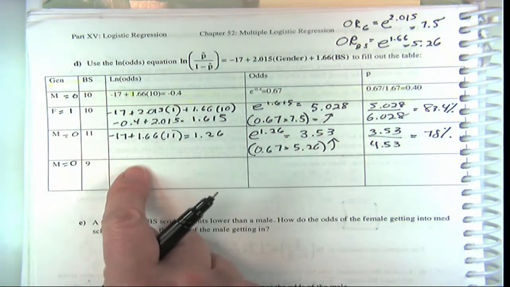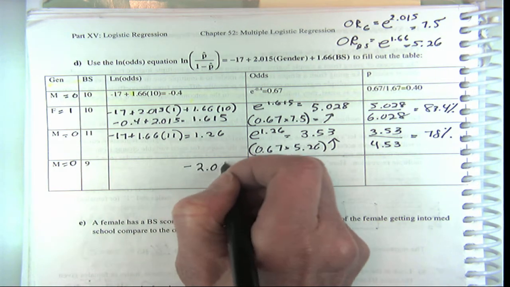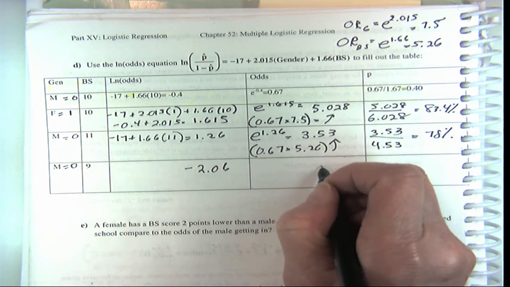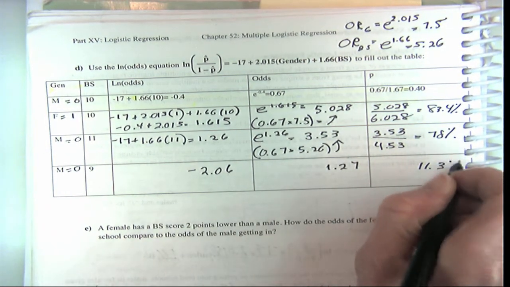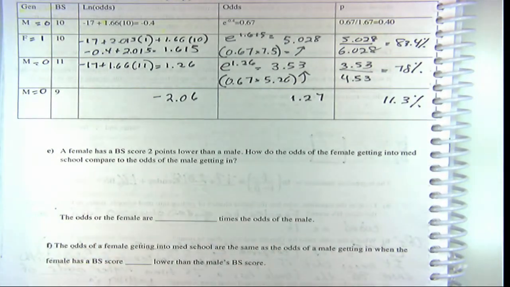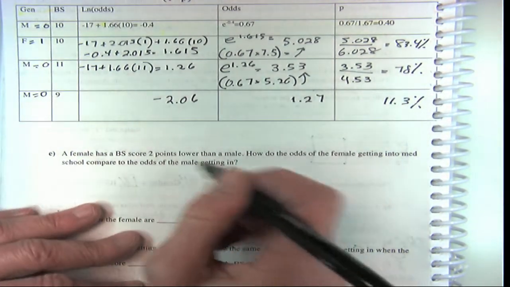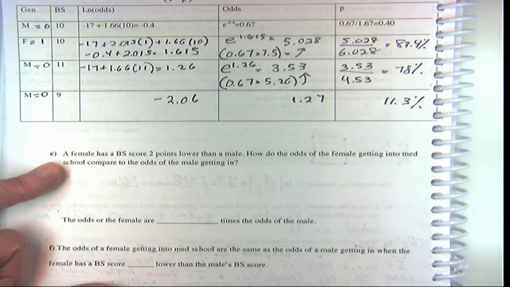If he went down 1, he'd have even more negative here. I'm just going to give you the answers, and you can make sure you can get them yourself. 1.27 and 11.3%. All right. Now, a female has a biological science score 2 points lower than a male. How do the odds of getting into med school compare?